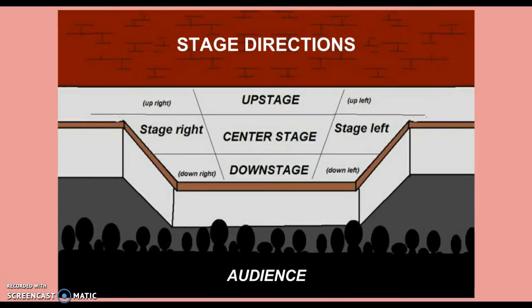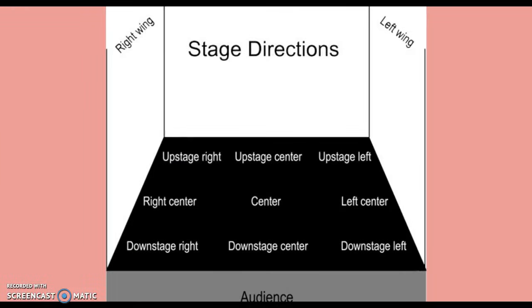And if you look at this image here, you can see that the stage directions refer to the actors. So from an audience's perspective, stage right appears to be the left, but it's the actor's perspective where they're going. This is just an additional image exemplifying what the stage directions look like.